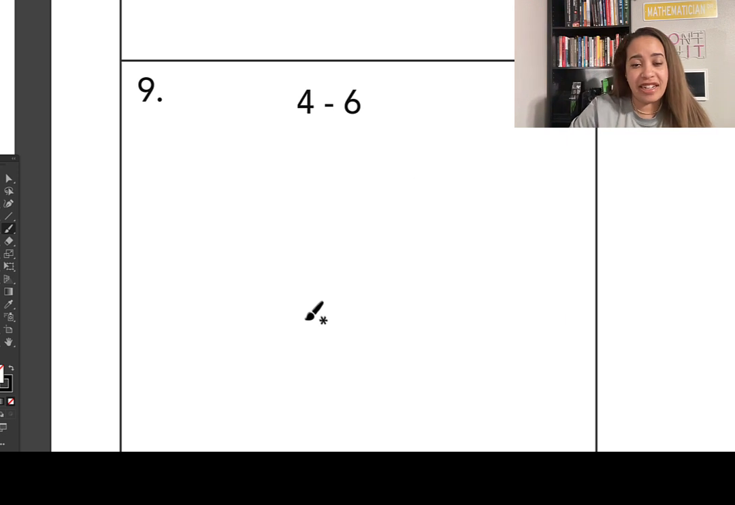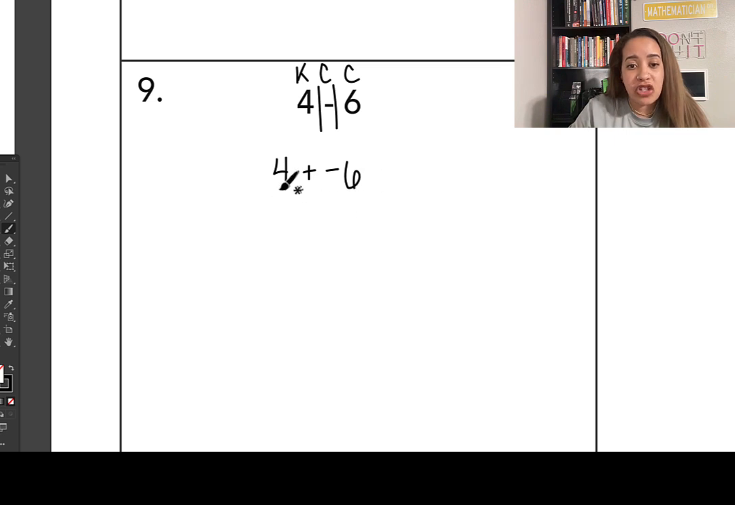Here is number 9. A subtraction problem again. All of these are subtraction. So we're still saying keep, change, change. We keep the 4, change from a minus to a plus, and change from a positive 6 to a negative 6. So now looking at my addition problem, I see that we have different signs. We have a positive plus a negative. So we say different signs subtract. We're taking our higher absolute value, which is 6, subtracting 4. 6 minus 4 gives us 2.